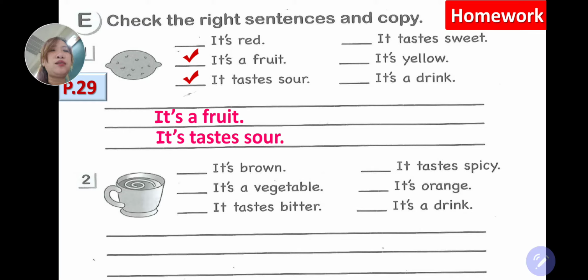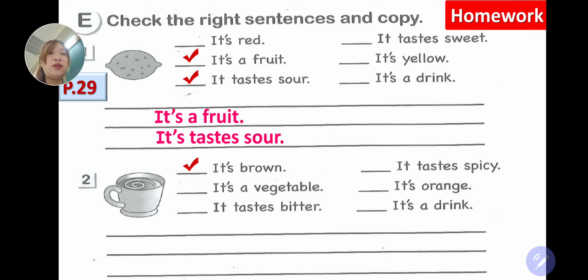It tastes sweet? No. It's yellow? No. It's a drink? 它是 drink 吗？No. 好，如果你把它挤出来的汁也是可以喝的。OK. So number two. It's brown? Coffee. Number two, coffee, right? So it's brown, yes or no? Yes. It's a vegetable? No.